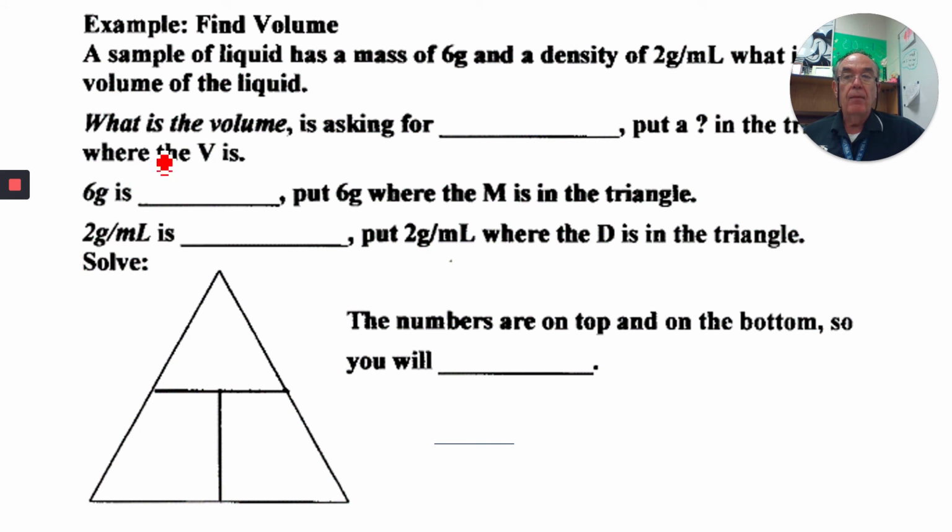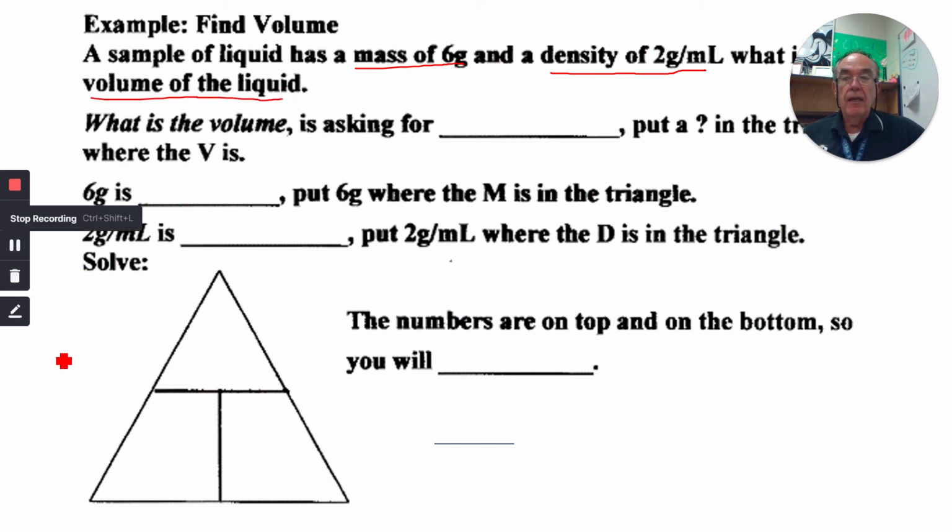Another problem might be like this one. It says a sample of liquid has a mass of 6 grams, has a density of 2 grams per milliliter. What is the volume? Okay, so the first thing we think to ourselves is, what is the volume? That's the question. That's what they want us to find out. So this is a volume question.